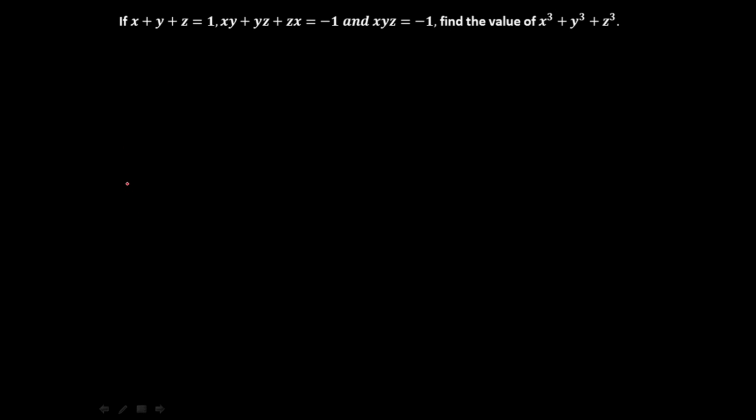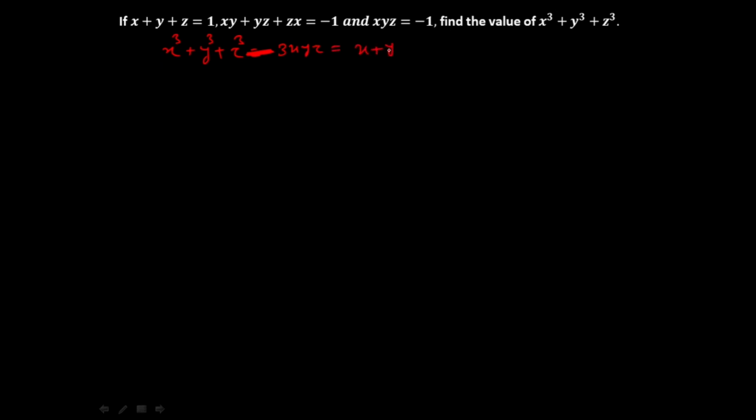The basic requirement is what? Okay, let's start from here. I want to find x cube plus y cube plus z cube, and that value can be found from where? We have one identity: x cube plus y cube plus z cube minus 3 times xyz equal to what?